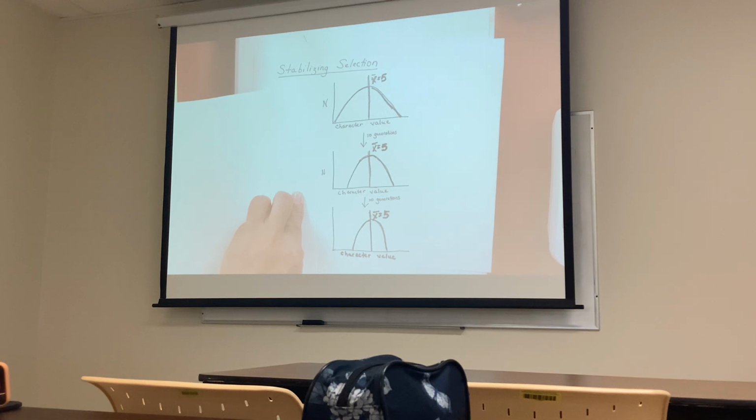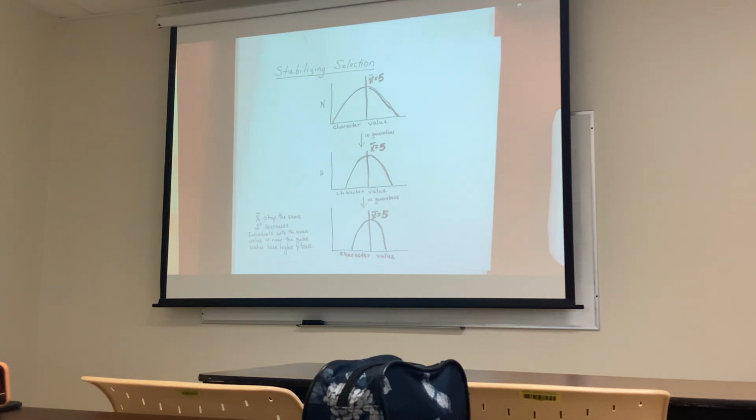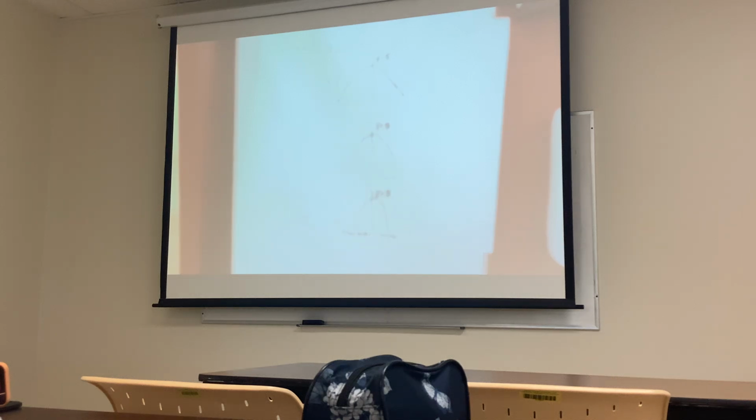So what's happening? Who is being selected for? Who has the highest fitness? Individuals with the middle value do better than individuals with either extreme. Remember, in directional, either these guys were favored or these guys were favored. Now you're favoring the individuals in the middle, and you're selecting against these guys and these guys. So the mean stays the same, the variance decreases.